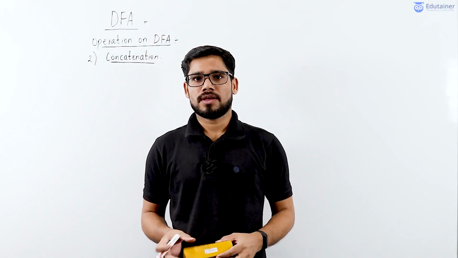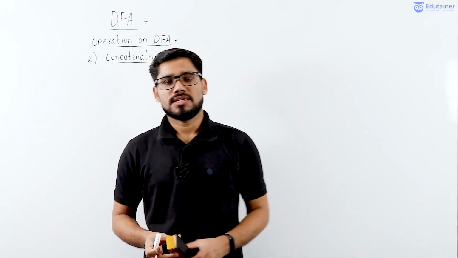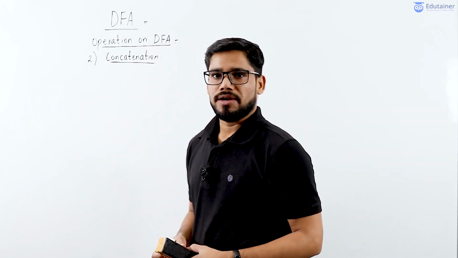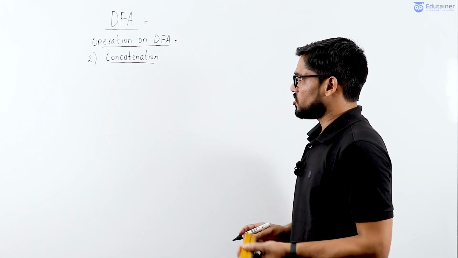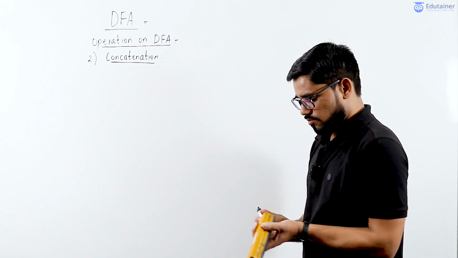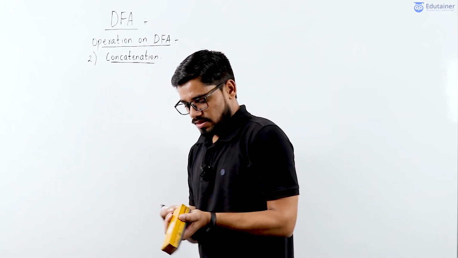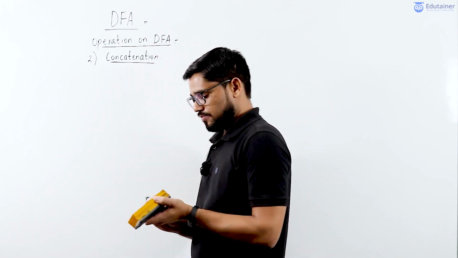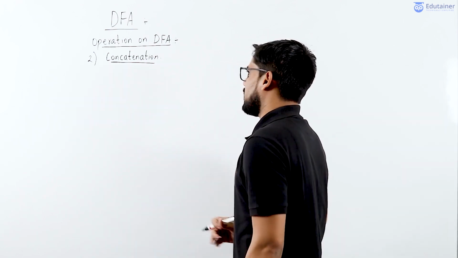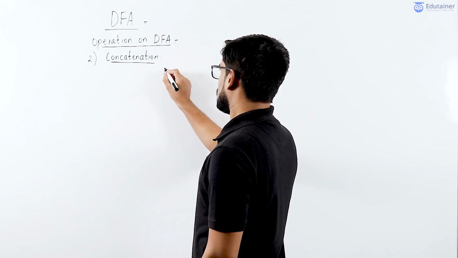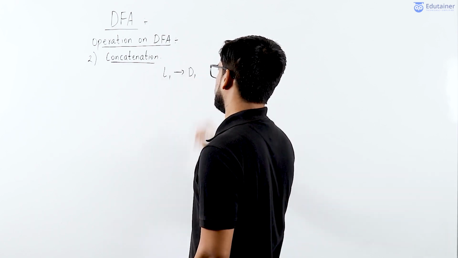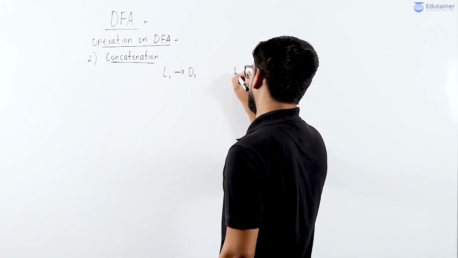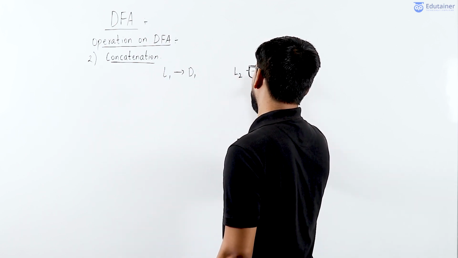Hello everyone. Now we shall look at the second operation which we applied on deterministic finite automata. The second operation is concatenation. Before this we already discussed the union operation. So in concatenation operation, suppose a language L1 has DFA D1 and language L2 has DFA D2.